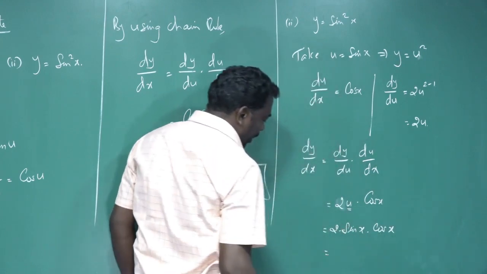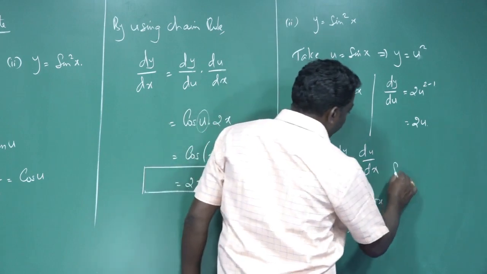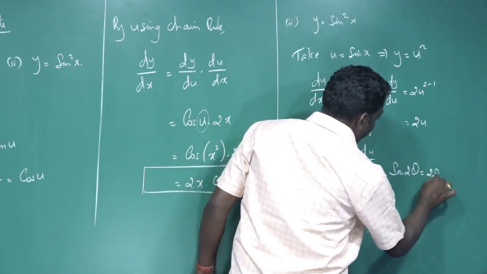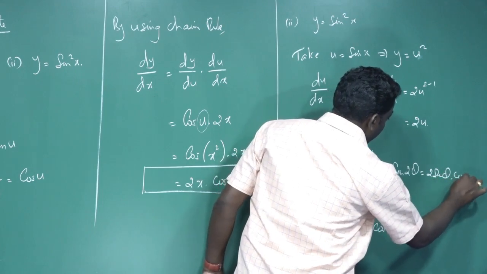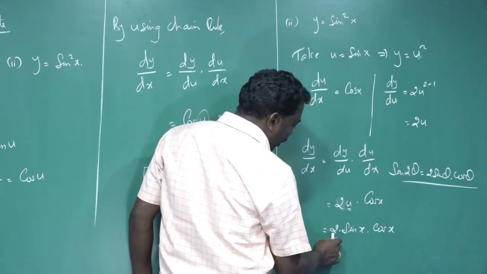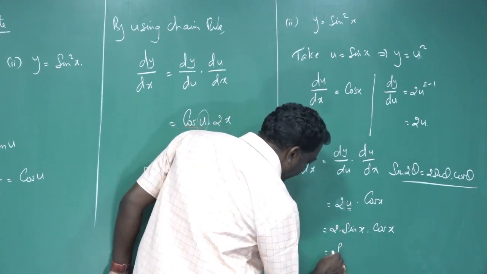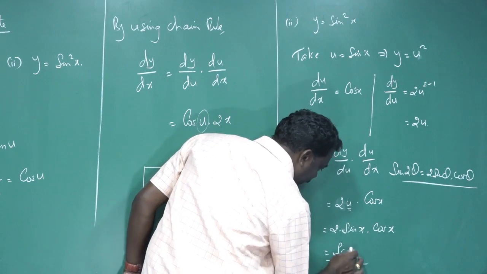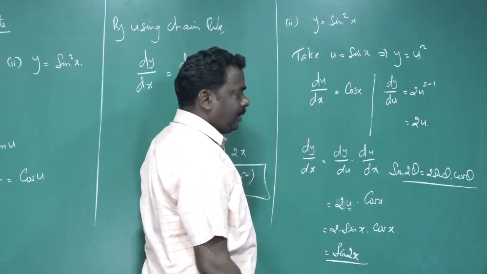Now we know the formula for sin 2 theta. Sin 2 theta is equal to 2 into sin theta into cos theta, the 2 theta formula. Therefore, 2 into sin theta cos theta, we can write as sin 2x, sin of 2 into x.